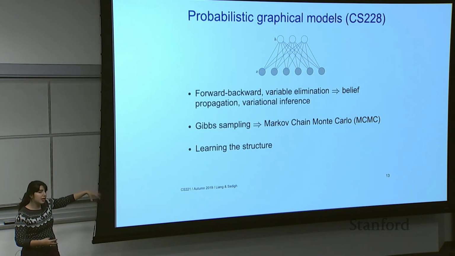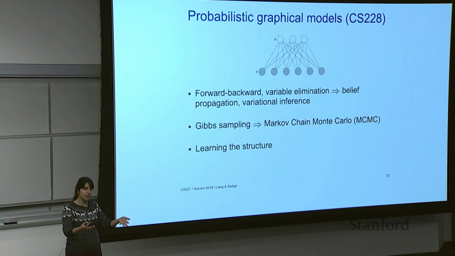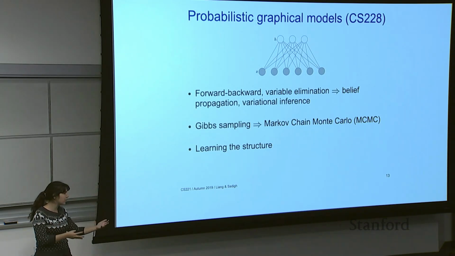And another thing that 228 is going to cover is, in variable-based models, the way we treated things was the model was given, the structure was given to us, right? We would say, well, this is an HMM, and given that it's an HMM, I'm going to do these extra things on it.